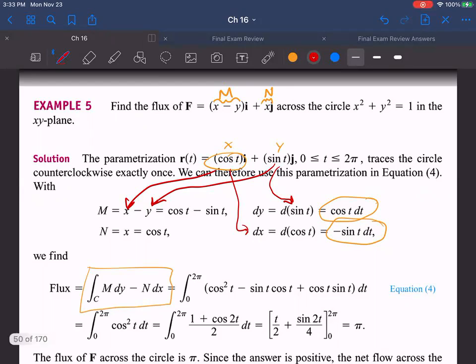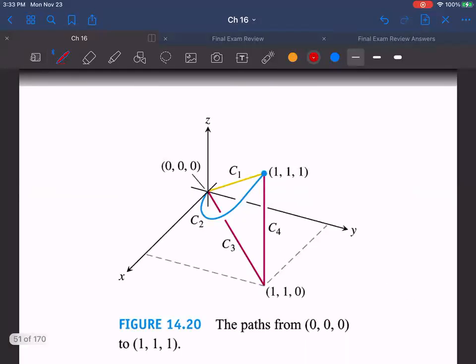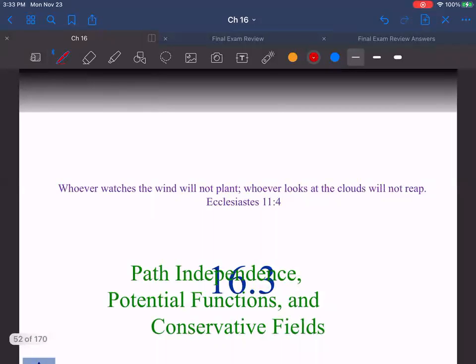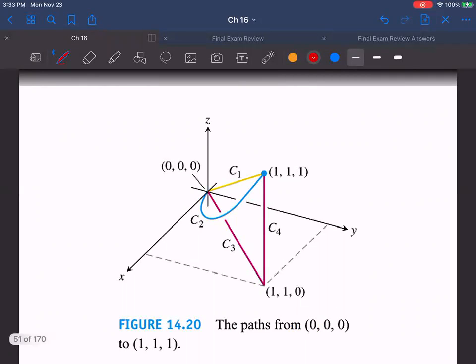Okay. After that, it's just some different paths you could take to get from 0, 0, 0 to 1, 1, 1. Certain things will be path dependent, where the path you take is going to change what your final result is. It's not just the beginning and end, but we will look at some where all that matters is the beginning and end. And that's in the next section. So here, path is going to matter. In the next section, we'll look at certain types of vector fields where the path won't matter.